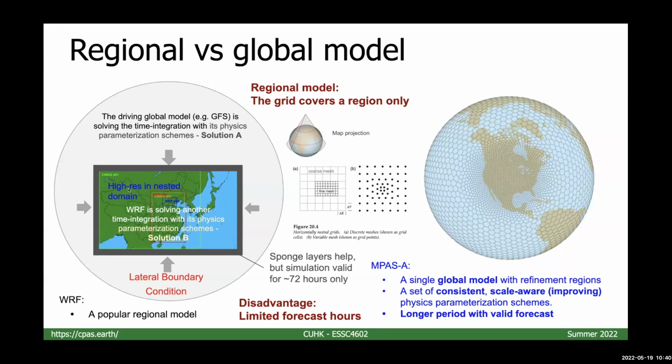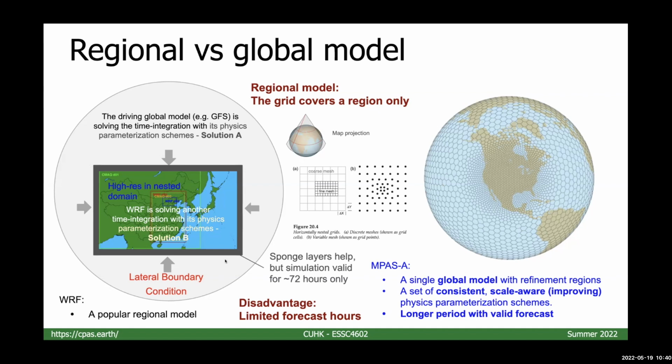Usually the naming of the domain is, the outer one you call domain number 1, D01, and then the nested domain D02, D03, etc. So this may be some regional model that many modelers are familiar with.